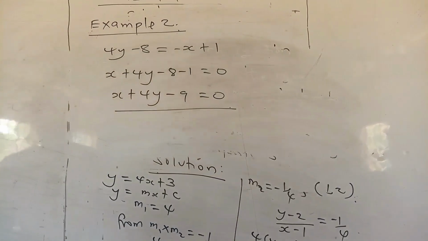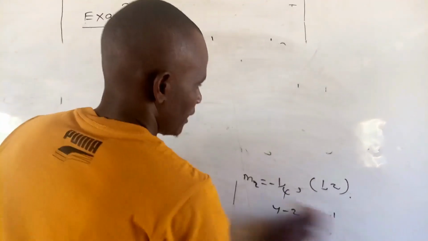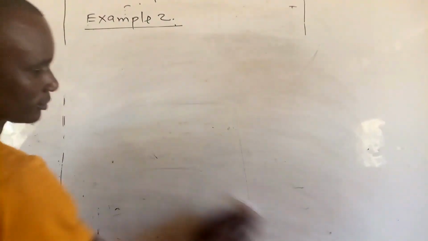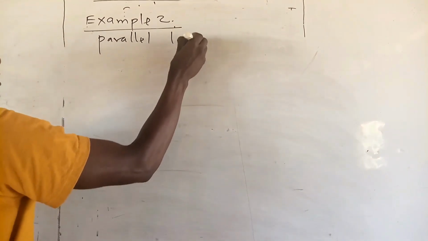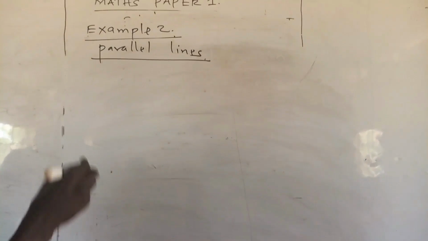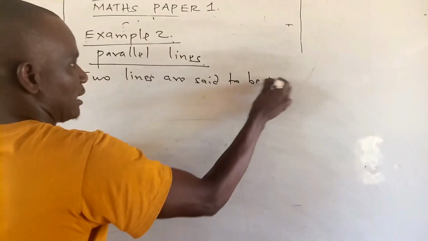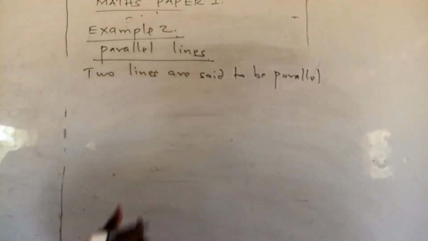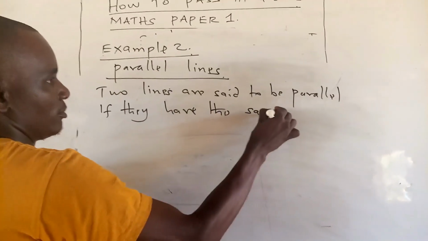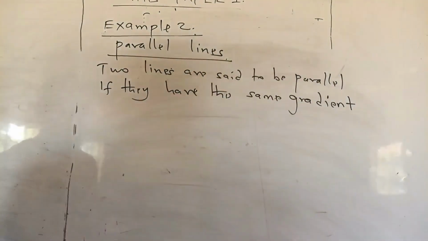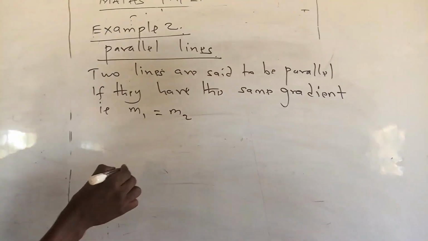So the next thing that I want us to look at are parallel lines. Under parallel lines, you can say that two lines are said to be parallel if they have the same gradient, i.e. m1 is equal to m2, that is the gradient.